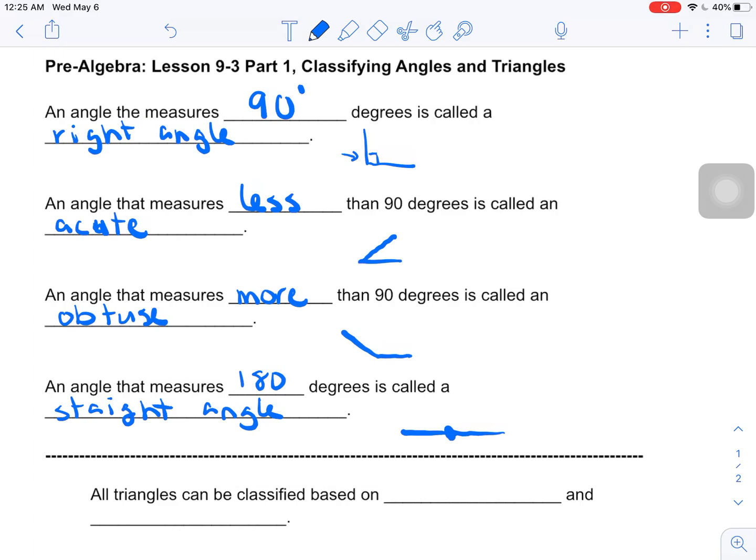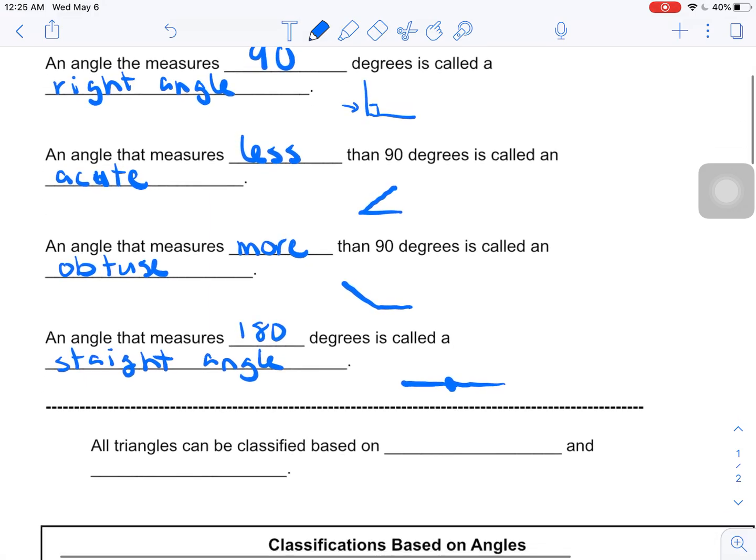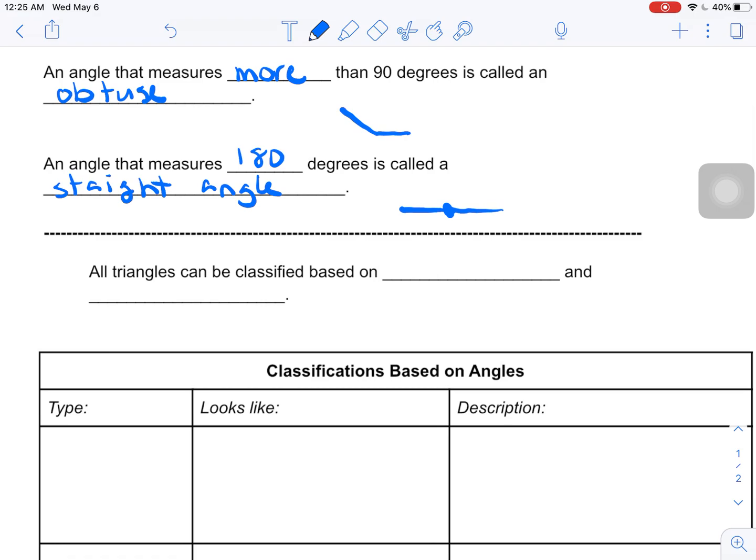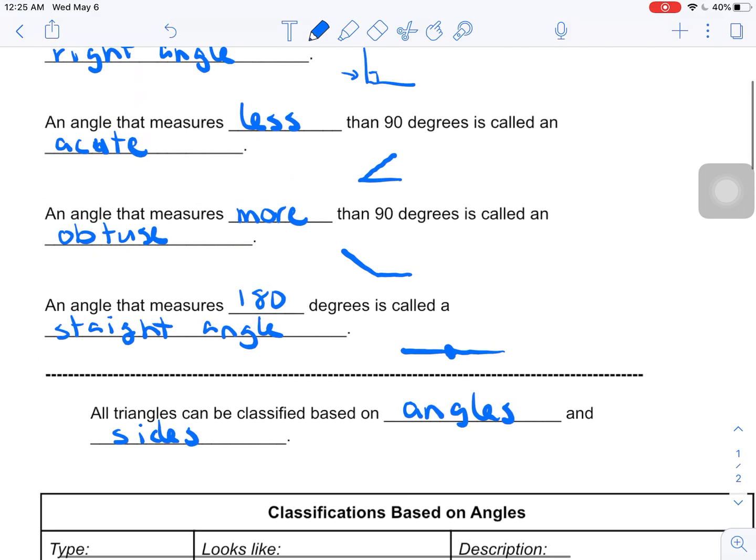Now, how do we use these to classify triangles? And what are the different ways we can classify triangles? All triangles can be classified 2 different ways. So all triangles can be classified based on their angles, which we were just talking about, and on their sides. Since we were just talking about different types of angles, we're going to start by talking about how can you classify triangles based off of those angles.